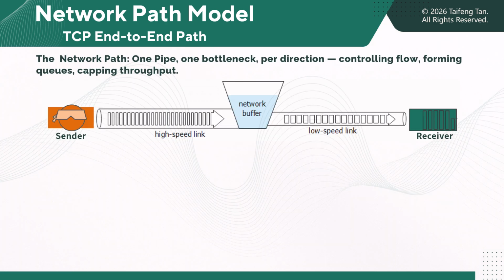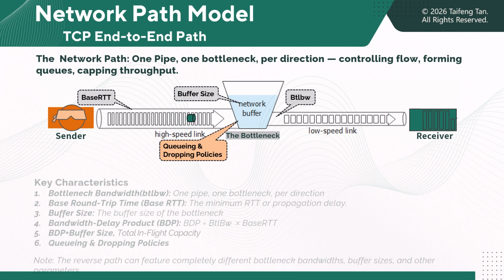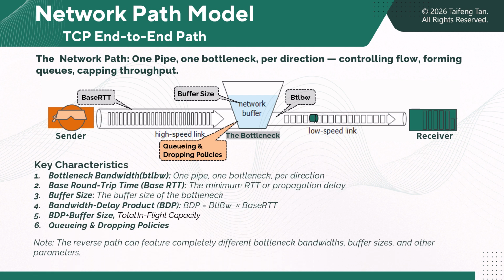For any single TCP connection, there is typically one slowest point along the path in each direction. We call this point the bottleneck. This bottleneck determines the maximum rate data can be delivered, and it's exactly where packets begin to queue when congestion occurs. From TCP's point of view, we can simplify the entire network path into a pipe, characterized by just three essential parameters. First, bottleneck bandwidth. Second, base round-trip time, or base RTT. And third, buffer capacity. These three values define the fundamental behavior of the path.